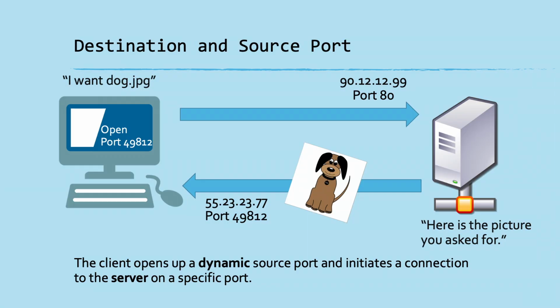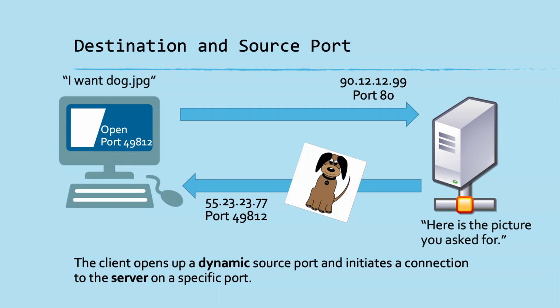So let's go into another example about when we request a resource. If we look here, our computer, the client, says, I want dog.jpg. Let's say we're on Google Images, and we're going to request a resource from google.com. So we open up a port, a dynamic port, 49,812, and we're listening for a response on that port.